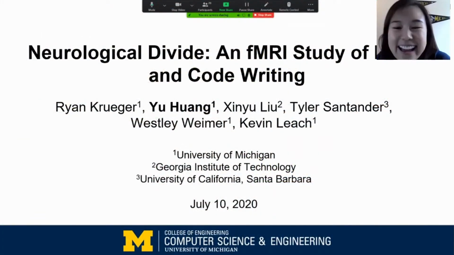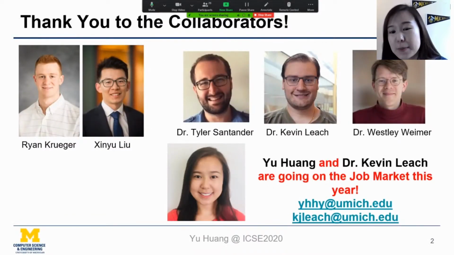Great. Hi, everyone. Thank you for attending my talk virtually. In this paper, we are trying to figure out the relationship between code writing and prose writing using medical imaging like fMRI. It is a collaboration among Michigan, Georgia Tech, and UC Santa Barbara. In this virtual setup, it might be hard to see my collaborators. First of all, I would like to thank our awesome undergraduate researchers, Ryan and Xinyu, our longtime psychology collaborator, Dr. Tyler Santander, our research fellow, Dr. Kevin Leach, and my advisor, Professor Wes Weimer. Some of the co-authors are also available in the chat channel during this talk.